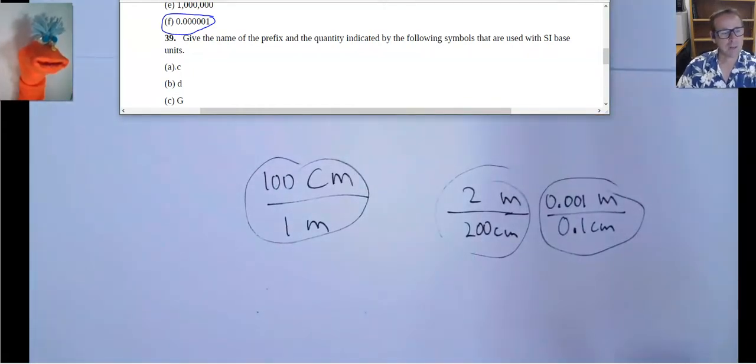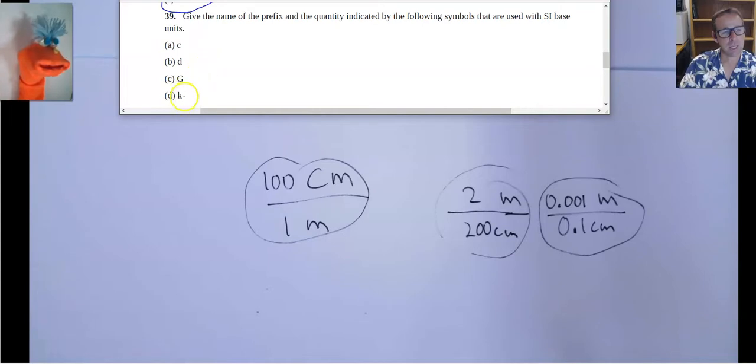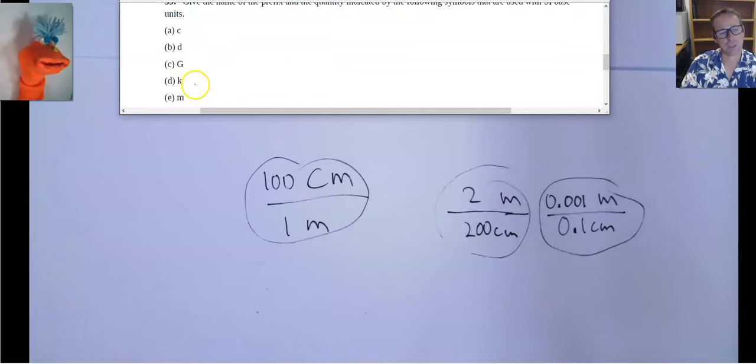All right, D. That's deci. Very good. Deci. 1/10. G. Well, that's like a gigabyte. That's 1 times 10 to the ninth. Very good. Gigabyte. Okay. Oh, that's kilo. We've been talking about that one. Very good. What is it? 10 to the third, right? Yes, 10 to the third. Kilo. Good.